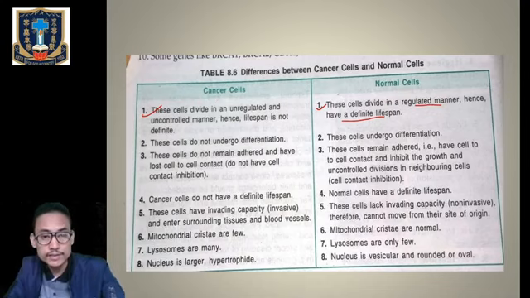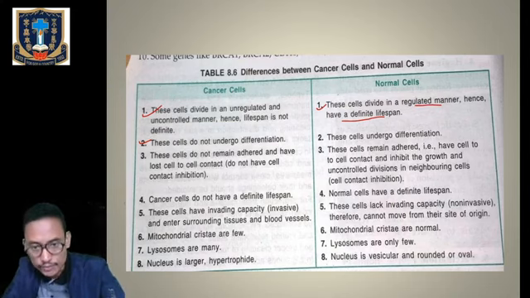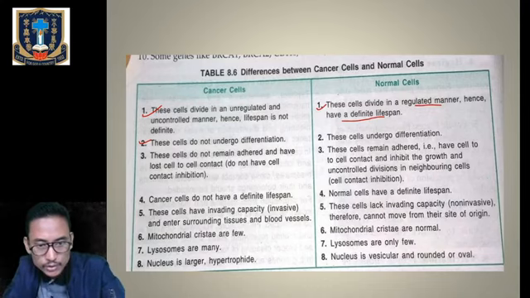Number two, in cancerous cells, these cells do not undergo differentiation. We just learned that cancerous cells undergo rapid cell division, which is an uncontrolled cell division without cell differentiation. But normal cells undergo cell differentiation. Whatever cells are in the normal cells, they undergo normal differentiation.